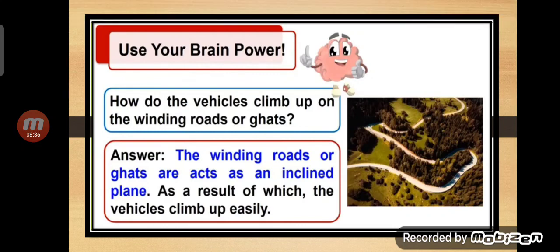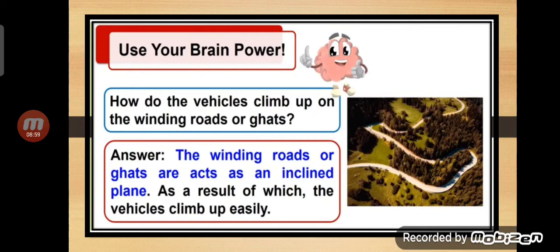Question. How do the vehicles climb up on the winding roads or ghats, children? Yeah, the answer is the winding roads or ghats act as an inclined plane. As a result, children, the vehicles climb up very easily.